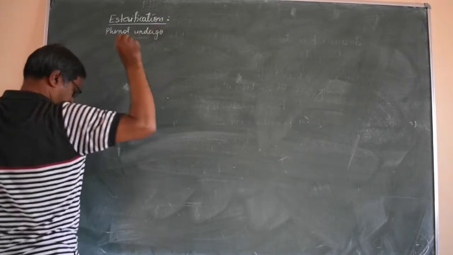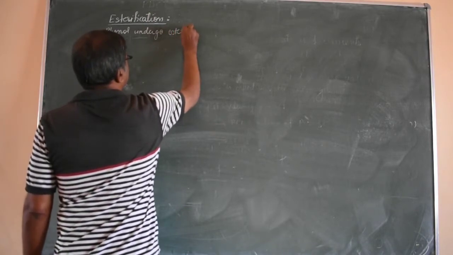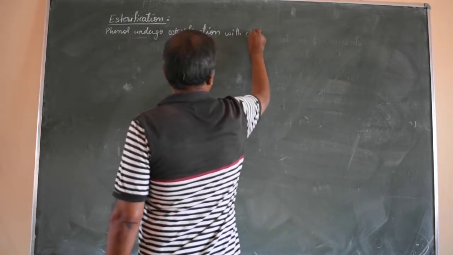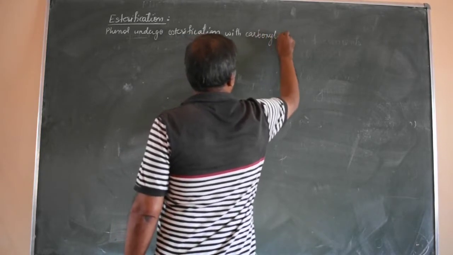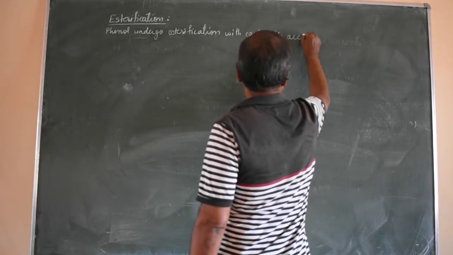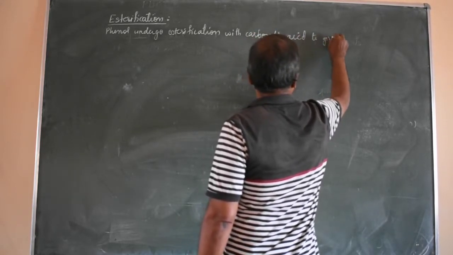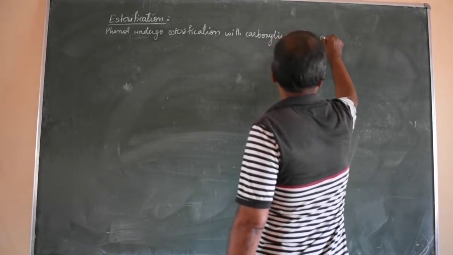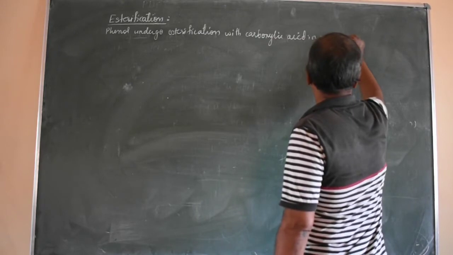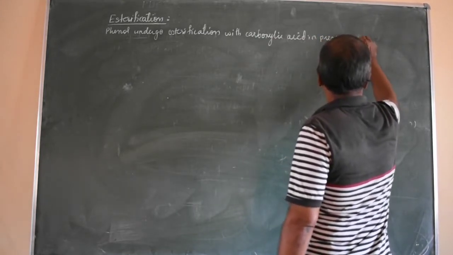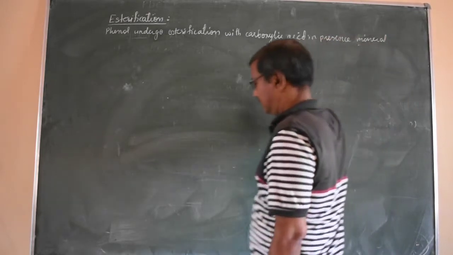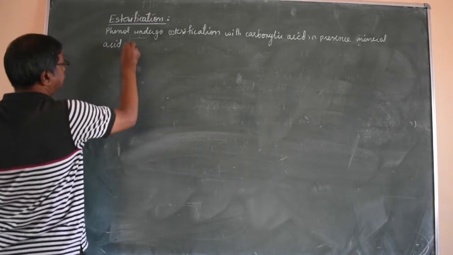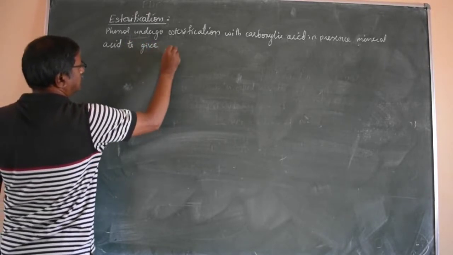Phenol undergoes esterification with carboxylic acid in presence of mineral acid, usually you are using dry HCl, to give ester.